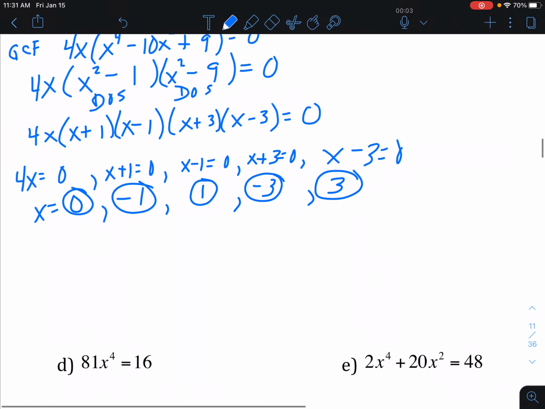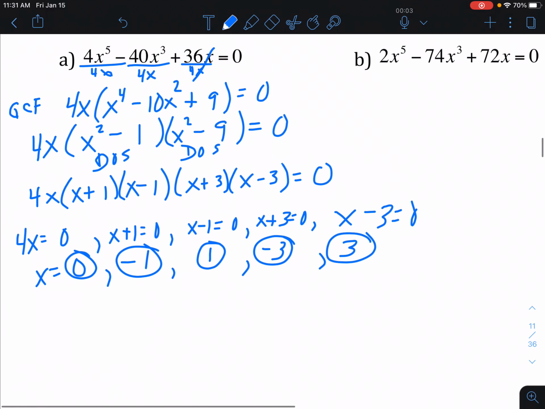You actually get 5 answers here. And notice something. Look back at the original problem. Notice the highest exponent is 5. That means we can get up to 5 answers. It doesn't necessarily mean the highest exponent will be the exact number of answers on every problem. It just means it could be up to 5 answers.